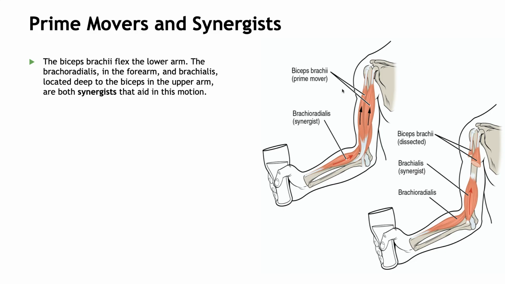This is just an example of prime movers and synergists here. In the example that you see, the biceps brachii flex the lower arm, and then the brachioradialis in the forearm and the brachialis that are located deep to the biceps in the upper arm are both synergists that aid in that motion.